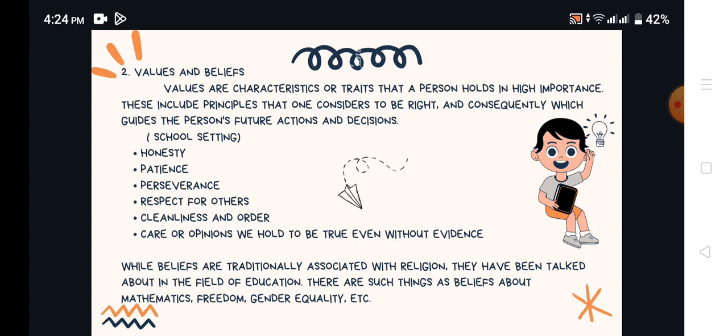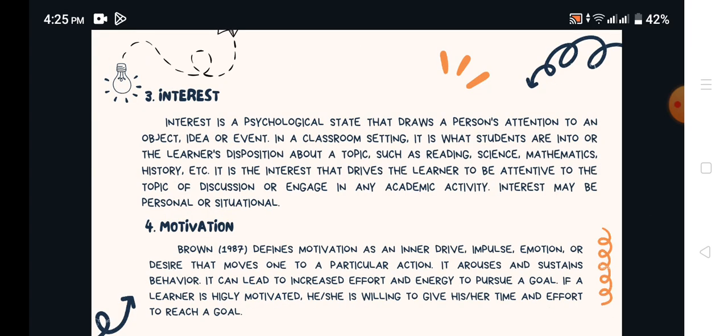So here in beliefs, it is traditionally associated with religion, meaning we always base our beliefs on our religions. It is on what we believe on our religion. An example for this will be gender equality. There are instances where schools do consider members of the LGBTQ plus community to wear what they are comfortable to wear. And there are also schools, especially the Christian or the Catholic schools, who do not promote this kind of practices. It is true that our beliefs are associated with religion, but sometimes that religion hinders us to be true to ourselves. Third one is interest.